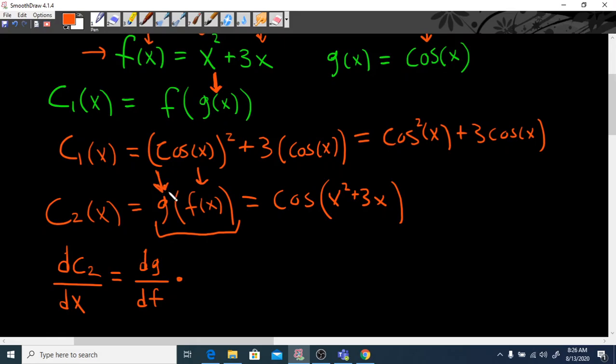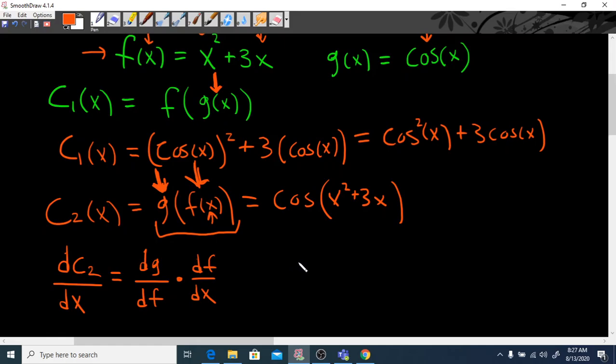We handled the g part. The g part is done. So now we go inside, and we're going to take the derivative of f with respect to its input, and its input is right here. It's x. So dg df times df dx. So this is the chain rule.